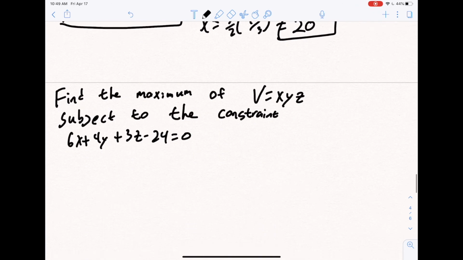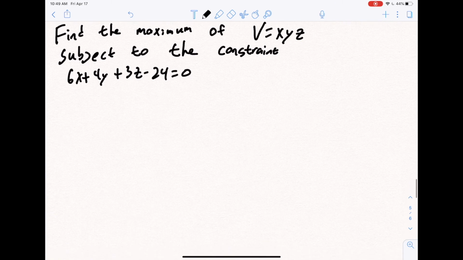All right, let's take a look at just one more example in this video. We want to find the maximum of v equals x times y times z, subject to the constraint 6x plus 4y plus 3z minus 24 equals 0. So here we're given this, and this is going to be our f of x, y, z. This will be our g of x, y, z that we're going to make a Lagrange multiplier out of.